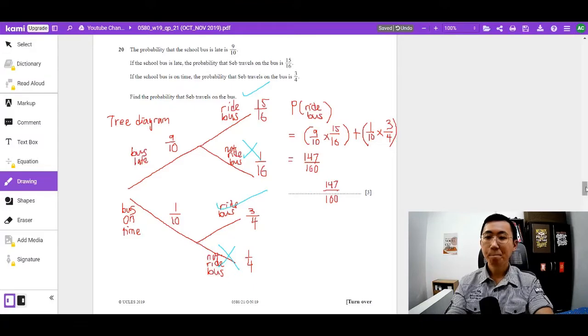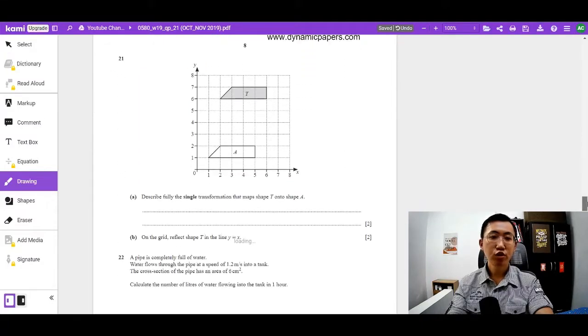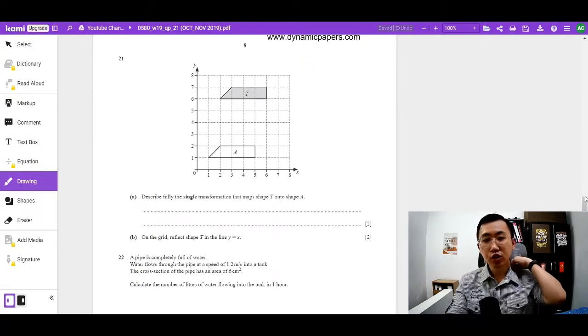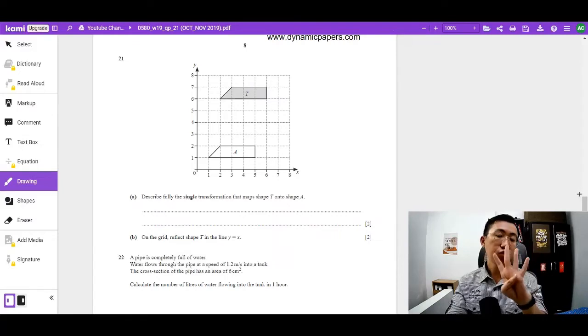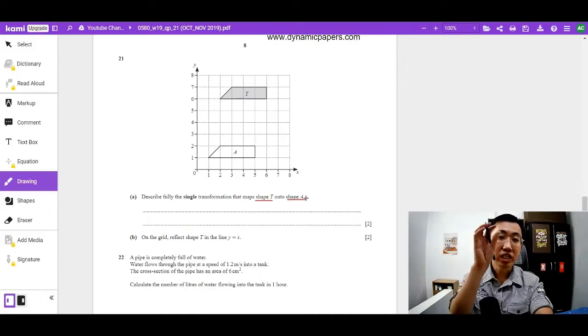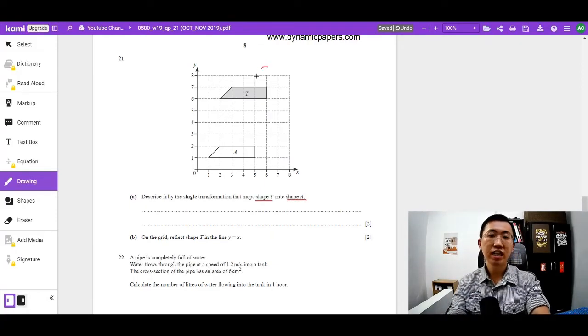Done, yeah? Let's move on to question 21. Transformation. There are actually 4 kinds of transformation for your IGCSE Maths: translation, reflection, rotation, and enlargement. There are only 4 kinds. So let's see what this pattern is over here. Part A: describe fully the single transformation that maps T onto shape A. So you have to read very carefully. T onto shape A. That means we start from T. No wonder it's shaded. So this must be the original one.